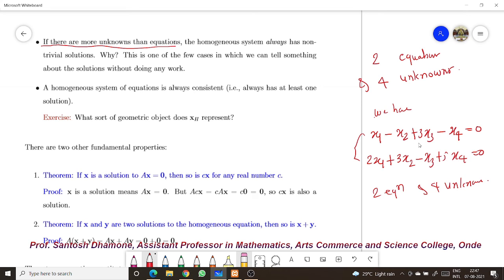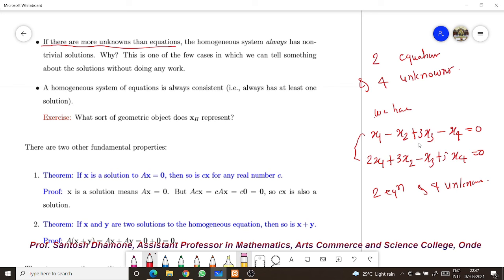Proof: x is a solution means Ax = 0. Then A times cx equals c times Ax, since c is a number and we take it outside the matrix product. But Ax is equal to 0 because x is a solution. Therefore, it is equal to c times 0, which is 0. So cx is also a solution of the homogeneous system of equations.